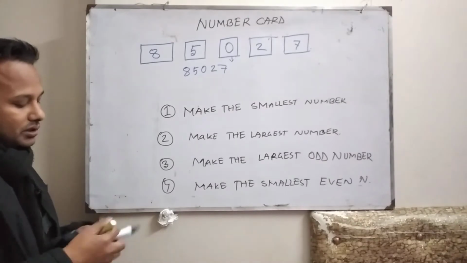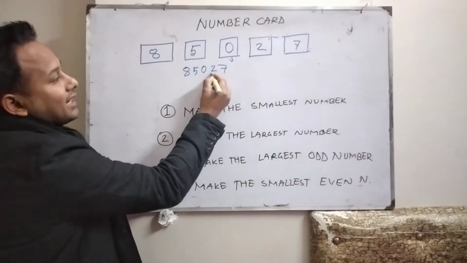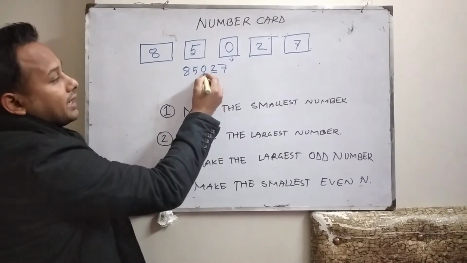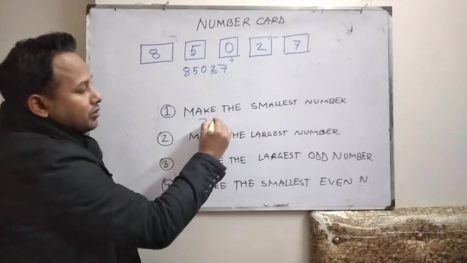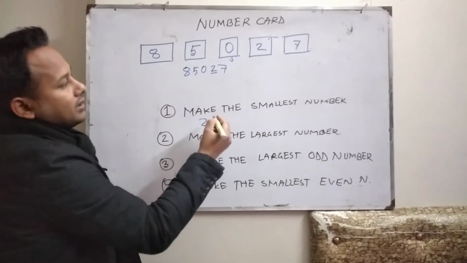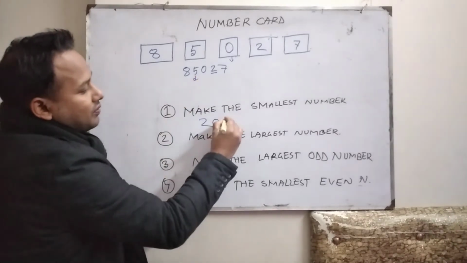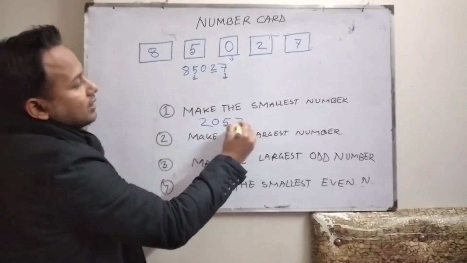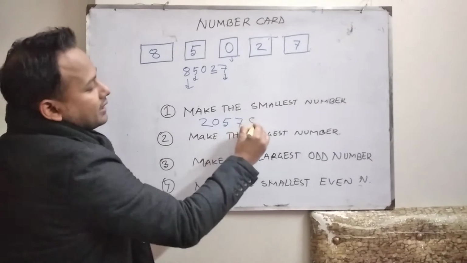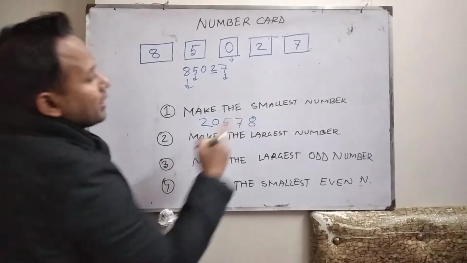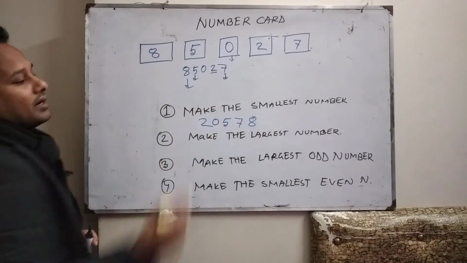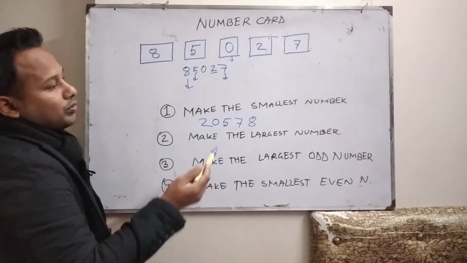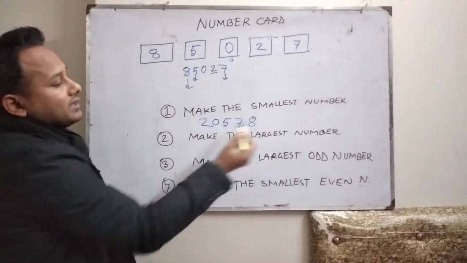So you take the second smallest first, that is 2. And you take 0. Okay, then you take the third smallest, that is 5, and the next one, that is 7, and the largest one, that is 8. So this is the smallest number of this number card. That means if you use this number card to make the smallest number, we will have this number.